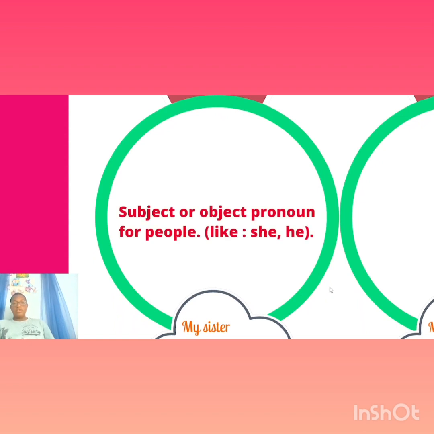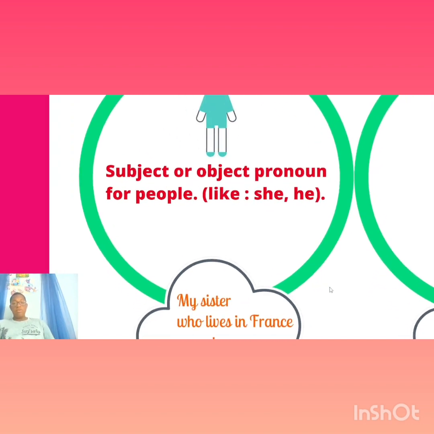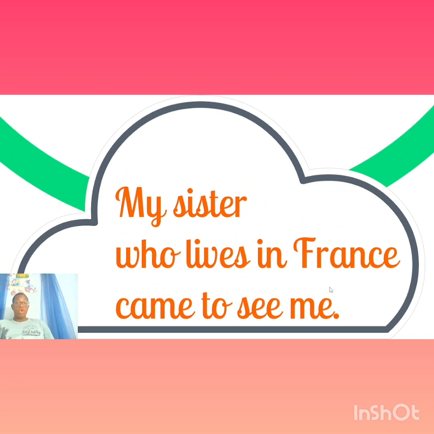Who, for example, is used to describe the subject or object pronoun for people, like she or he. The example of this would be, my sister, who lives in France, came to see me.